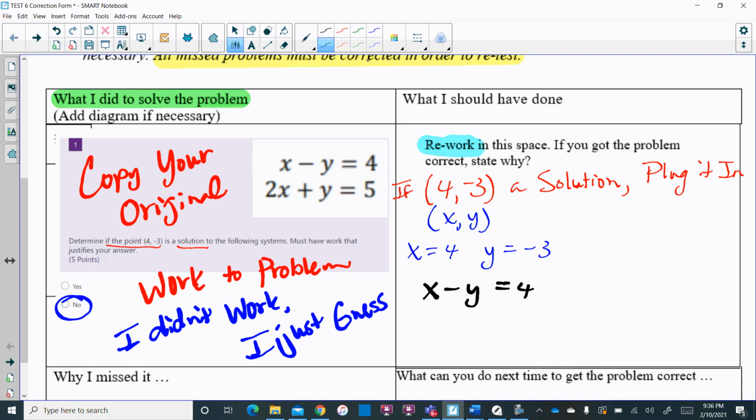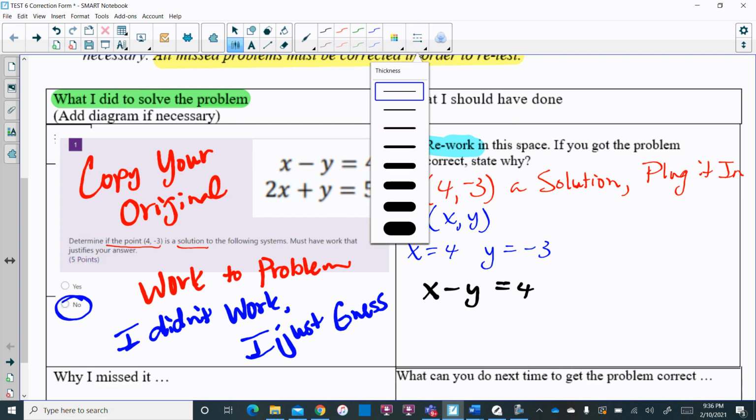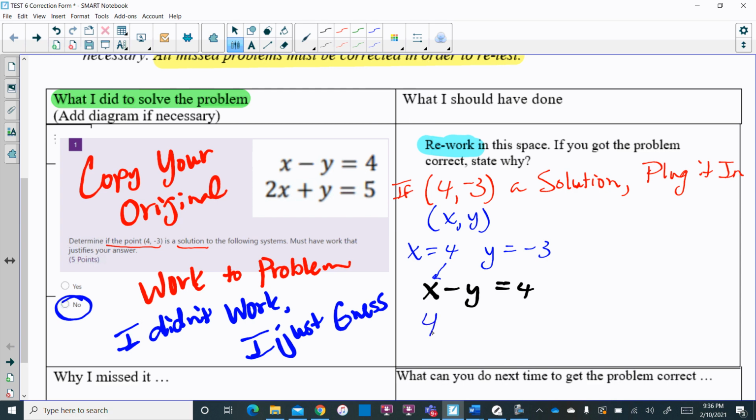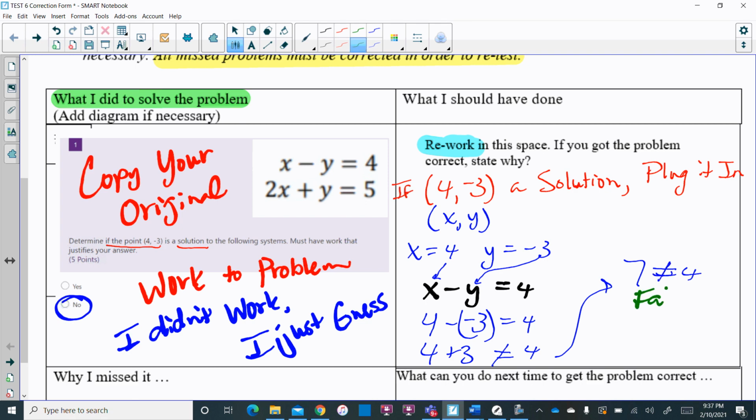But when I plug this in for the first one, meaning instead of an X here, I'm now going to put a 4. Instead of a Y here, I'm now going to put a -3. And some people did parentheses, that's fine. But when I work this out, 4 minus a -3 really is saying 4 plus 3, and that does not equal 4. What this is saying is 7, and 7 does not equal 4. So because we get a false statement here, our answer is not a solution, or no, okay?